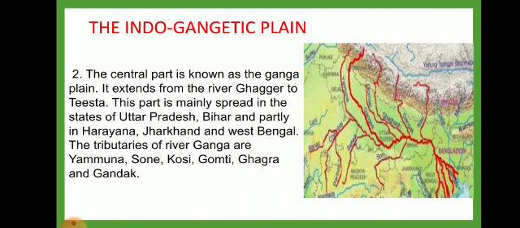The second part, the central part, is known as the Ganga plain. It extends from the river Ghaggar to Teesta. This part is mainly spread in the states of Uttar Pradesh, Bihar and partly in Haryana, Jharkhand and West Bengal. Observe the map carefully and see the tributaries of Ganga. The tributaries of river Ganga are Yamuna, Son, Kosi, Gomti, Ghaghara and Gandak.